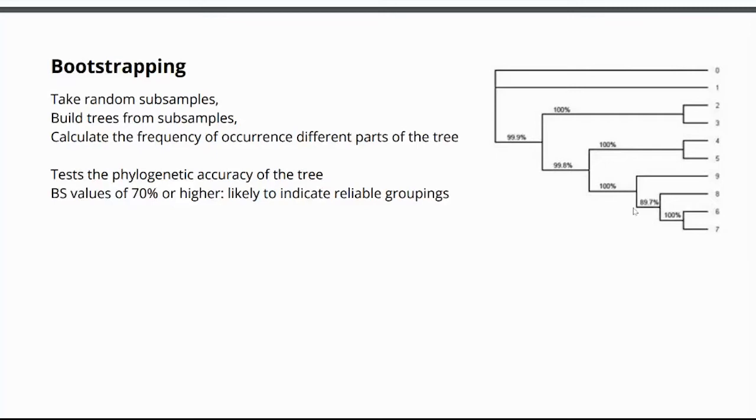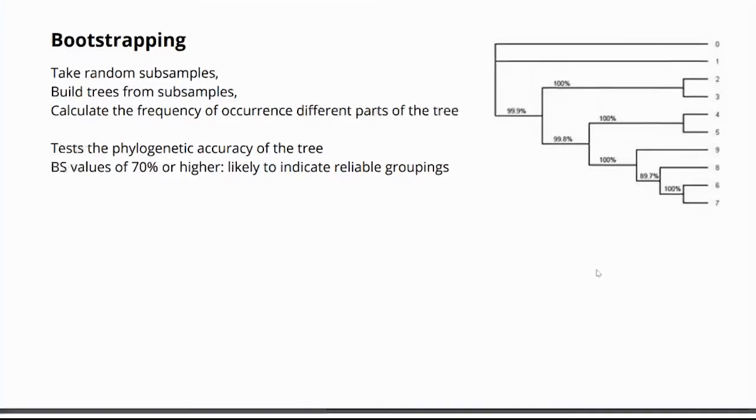In bootstrapping, there's the MEGA software. For example, take random subsamples from the multiple sequence alignment, build trees from these subsamples, and calculate the frequency of occurrence of different parts of the tree. For example, 89.7% means out of 100 times, 89.7 times this branching pattern is supported. So there is a chance that 11 times it may be wrong, it may not be supported. So basically, bootstrapping tests the phylogenetic accuracy of the tree. Bootstrap values 70% or higher are likely to indicate reliable groupings.